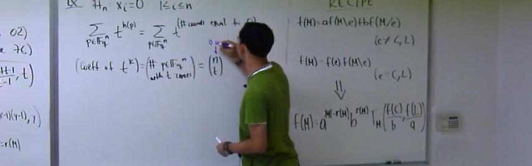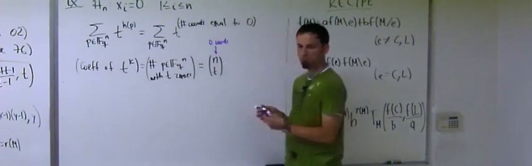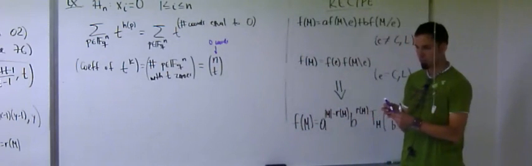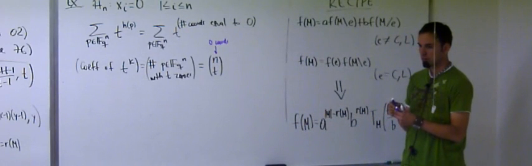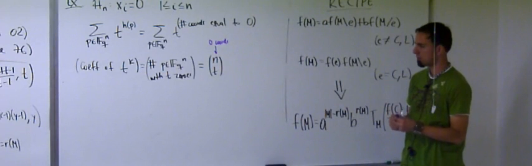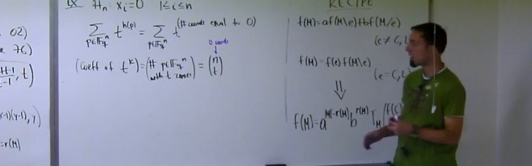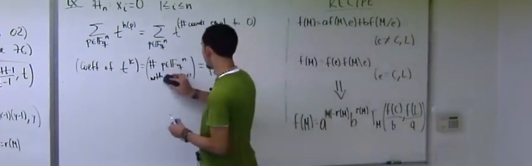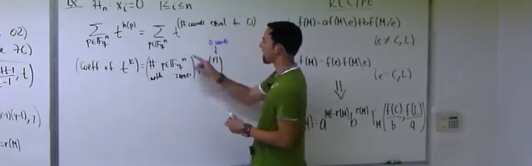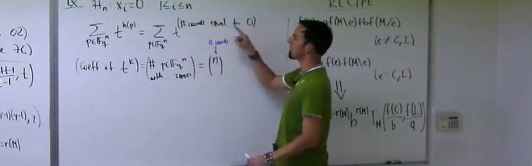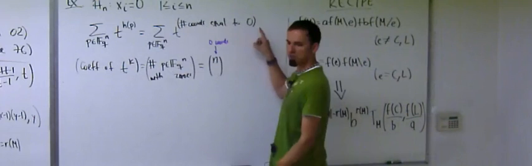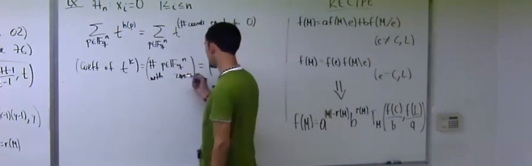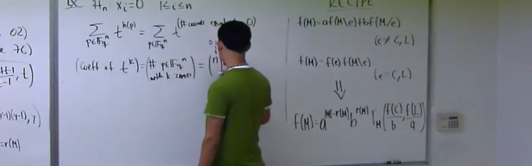Wait, quick question. Yeah? Why is it t zeros? K, sorry. K zeros. That's okay. Thank you. Right, I want to figure out when I get t to the k. In other words, k is the number of coordinates equal to 0. So I want the number of points with k zeros.